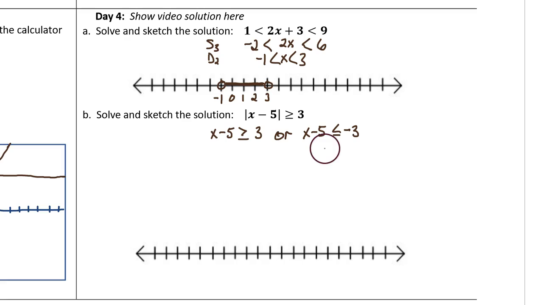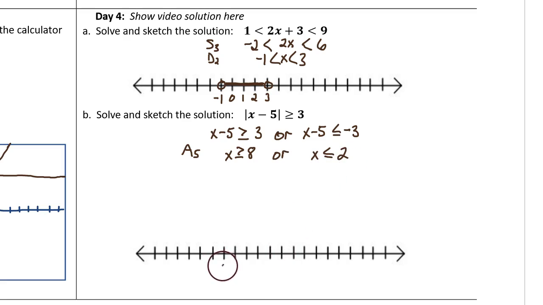Now let's solve both of these statements for x. We need to add 5. So we get x is greater than or equal to 8. Over here, when you add 5, we get x is less than or equal to 2. This is the solution to the inequality, and we can graphically show that.